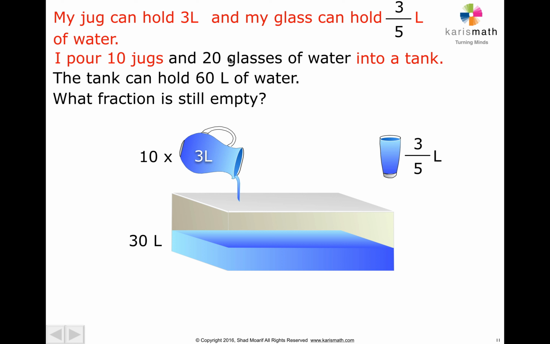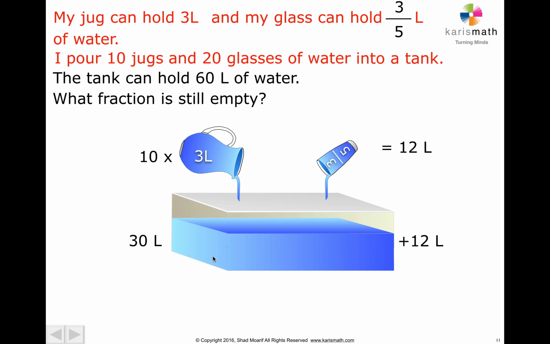Okay, now I pour 20 glasses of water. Now each glass is 3/5. So 20 of these glasses, if I tip it over and start to pour, then I pour 20 times 3/5 liters. If you work it out, it comes to 12 liters. So I actually poured 12 liters on top of the 30 liters. So altogether I have 30 liters plus 12 liters, I have 42 liters of water in the tank already. You got that so far?